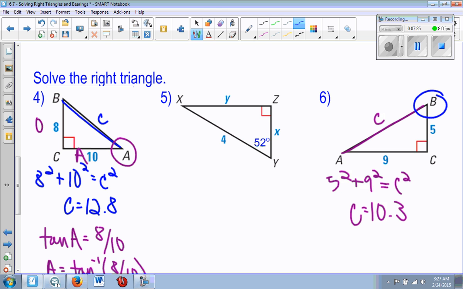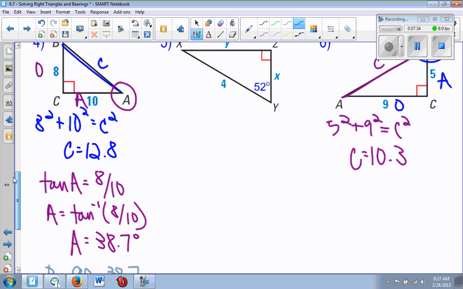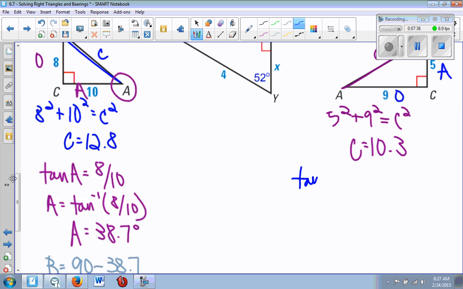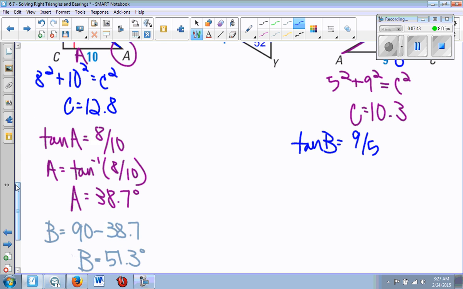This time I'm going to select angle B. I'm given the opposite and adjacent sides. So again, just like number 4, I'm going to use a tangent ratio. So we're going to do tan of B is equal to opposite over adjacent, so 9 over 5. Again, I'm finding an angle measure, so this is where I'm going to use my inverse. So tan inverse of 9 over 5, I get approximately 60.9.